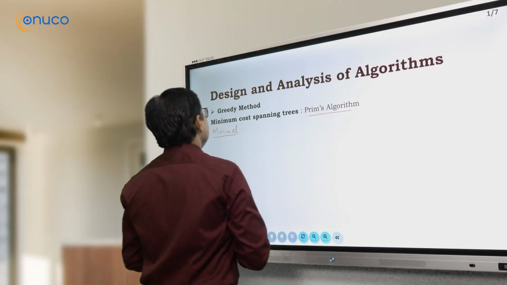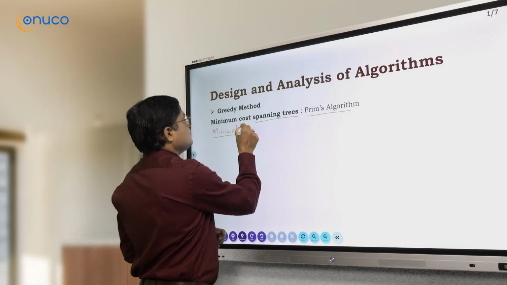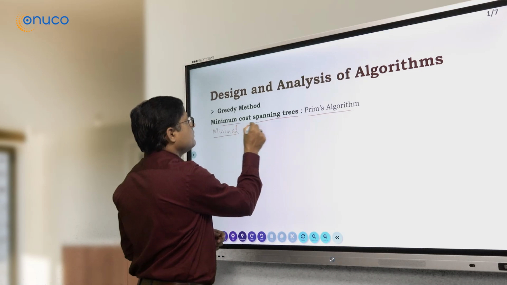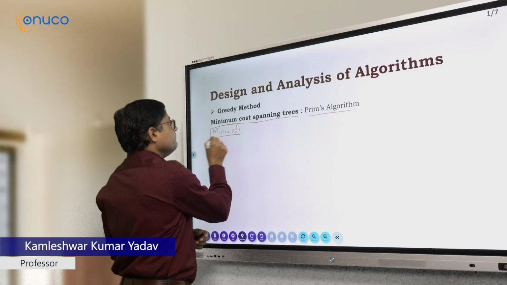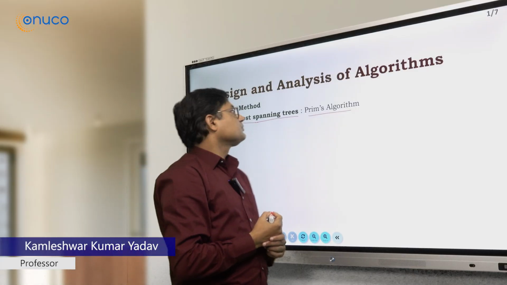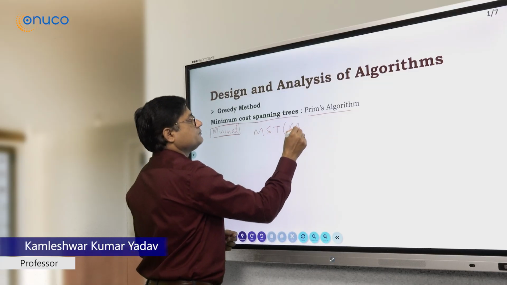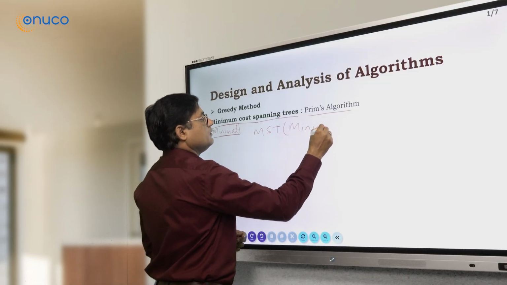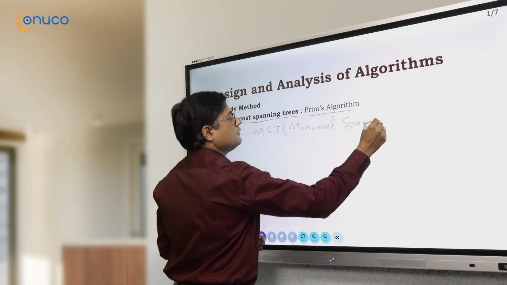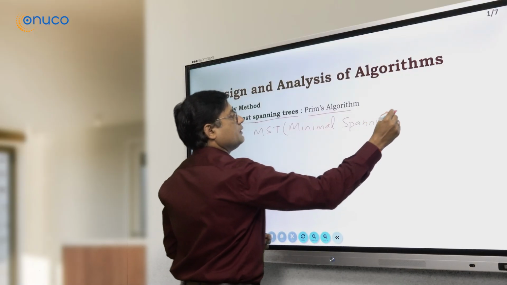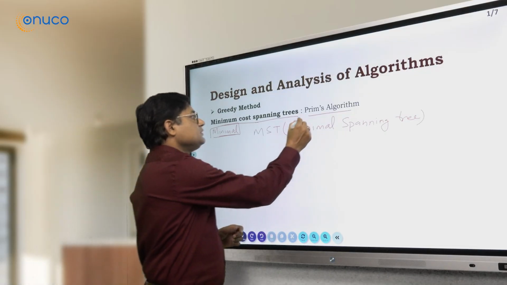Now before that we have to learn what a spanning tree is. Then we will discuss what a minimum cost spanning tree or minimal cost spanning tree is. This term is very famous, minimal spanning tree, also called in short form MST. So what is this Prim's algorithm?